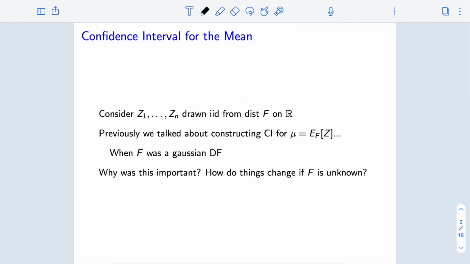So let's consider a scenario we've looked at before. We imagine we have n observations, z1 to zn, drawn independently and identically from some distribution f on the real numbers, and we had previously talked about constructing a confidence interval for mu, the population mean under f. We did this when f was a Gaussian distribution function. So let's think a little bit about why this was important and what changes if f is actually not a Gaussian distribution, but maybe an unknown distribution.